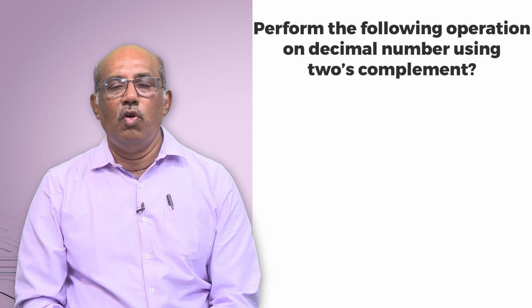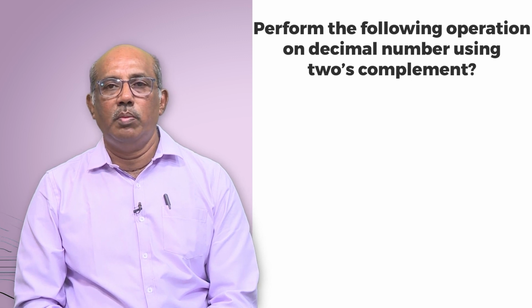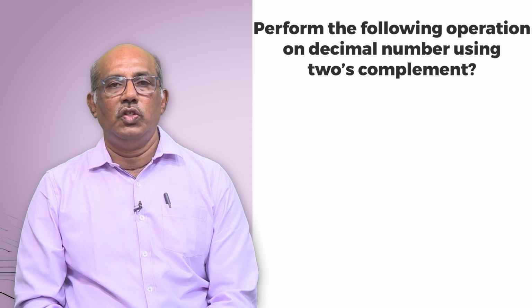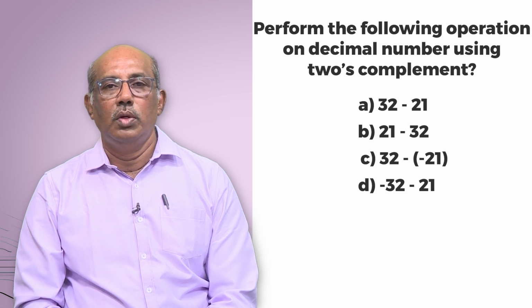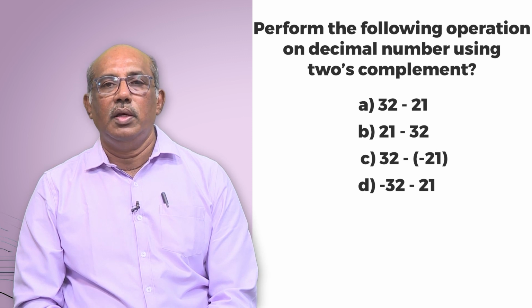Now, as an exercise, I have given you a question: perform the following operations on decimal numbers using 2's complement. You have 4 questions: A, the decimal number 32 minus 21; B, 21 minus 32; C, 32 minus of minus 21; and question D is minus 32 minus 21. You have to perform the subtraction operation using 2's complement.